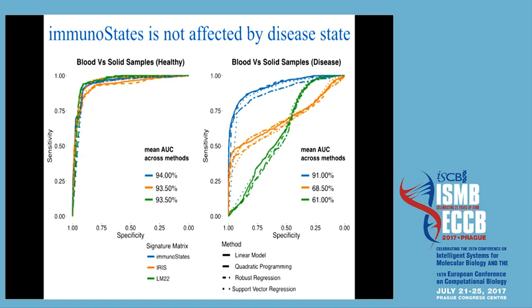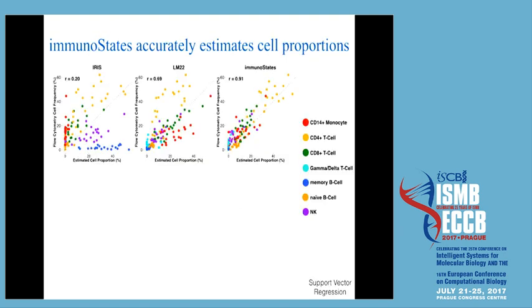So now that we've seen that immunoStates was able to deconvolve accurately independent of technical and biological bias, we asked whether that also translated in higher accuracy in the deconvolution when we had a gold standard. So to do this, we deconvolved data sets for which we had matched flow cytometry data. As you can see here, immunoStates produces cell proportion estimates that are better correlated with measured cell proportions for the same samples compared to other matrices.